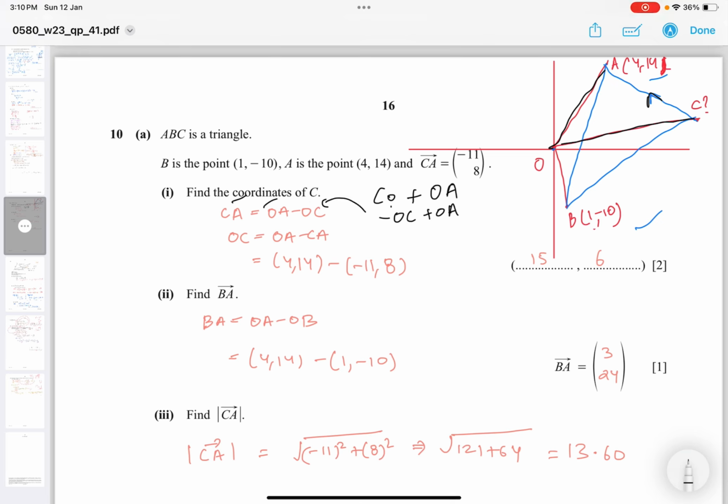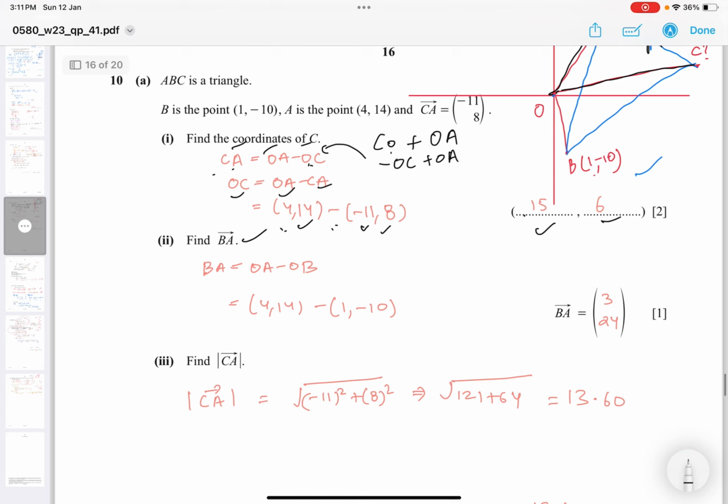CA equals OA minus OC. Now OC will go that way and CA will come this side, so the sign will change. So OC equals OA minus CA. What is OA given to us? 4, 14. This is the position vector. And what has CA been given to us as? Negative 11, 8. If we subtract them, we will get the answer as 15 and 6. How come 15? 4 minus negative 11 is 15, and 14 minus 8 is 6.